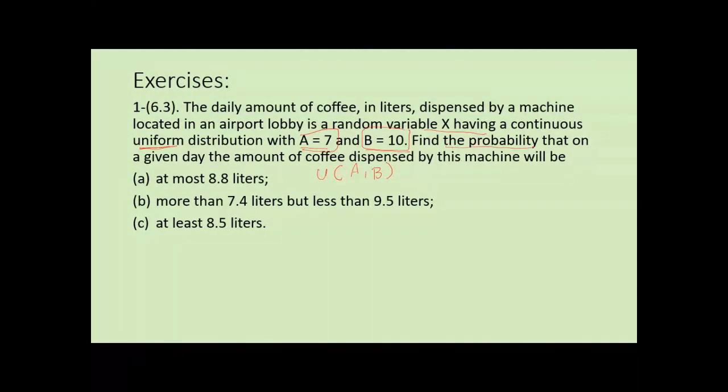Find the probability that on a given day, the amount of coffee dispensed by this machine will be at most 8.8 liters. What do you mean by at most? Maximum. So the coffee dispensed by the machine is at most 8.8. It is allowed to give up to 10, and the minimum it gives is 7 liters. So what is the probability to get a maximum of 8.8? That's the question. What is the chance?